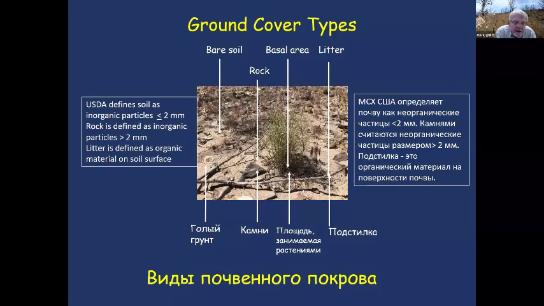Here is an indication then of the ground cover types. We have bare soil. We have rock. Rock we define as greater than 2 millimeters by USDA standards. We have the basal area of the plant, and we have litter. And litter would also include animal feces on the soil surface.